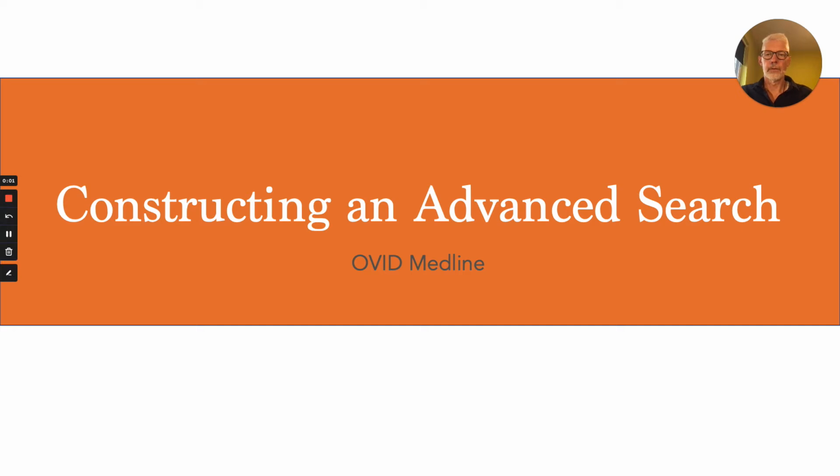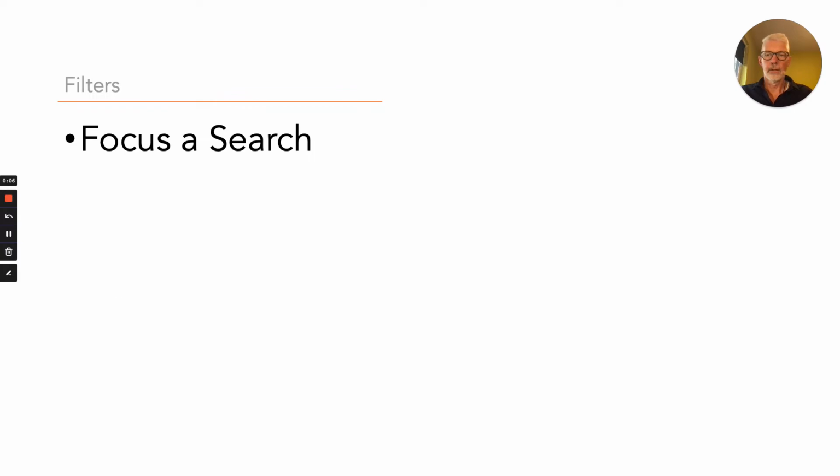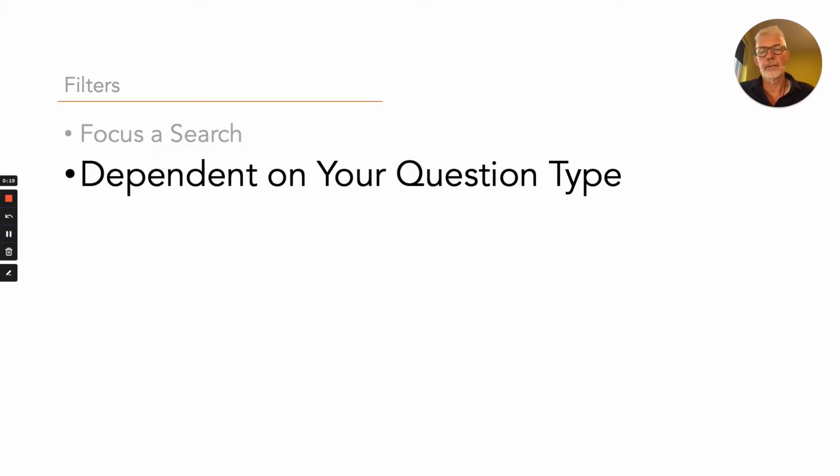In this video on constructing advanced search, we're going to be taking a look at filters. So what are filters? Filters are a search that you apply to an already completed search, and it's used to do a focus of a search. And what you're focusing on is a particular type of question or a particular type of research. So the filter that you apply to your search is going to depend on the type of question you have.